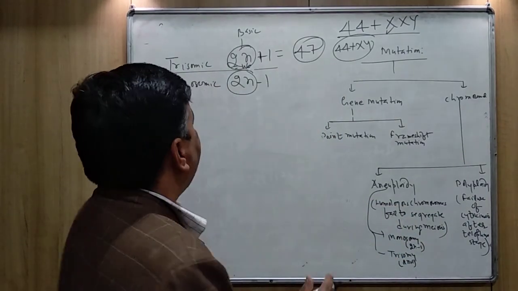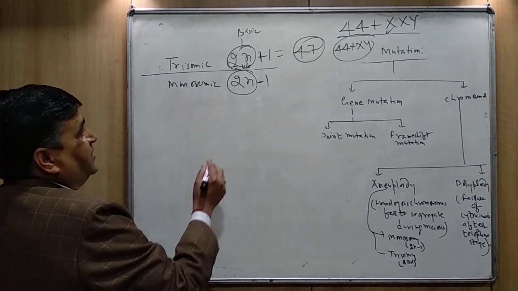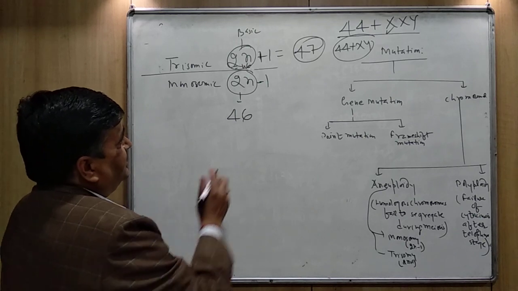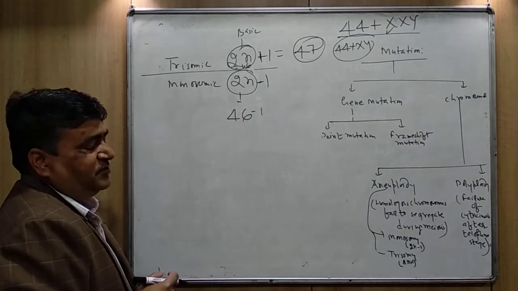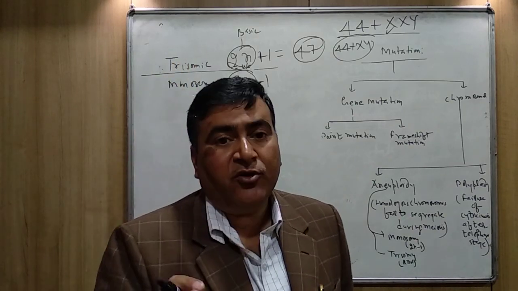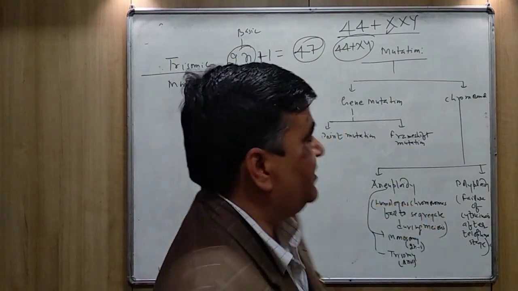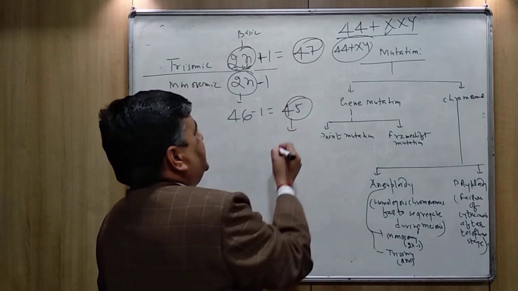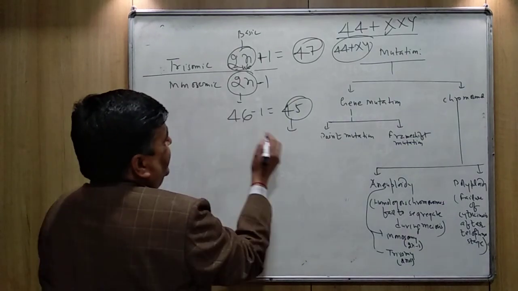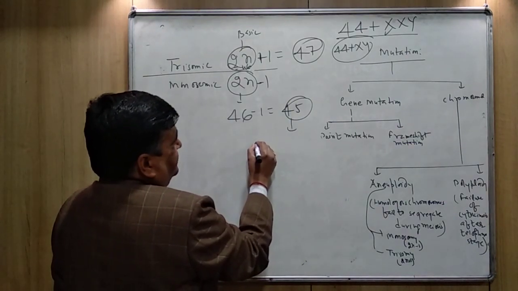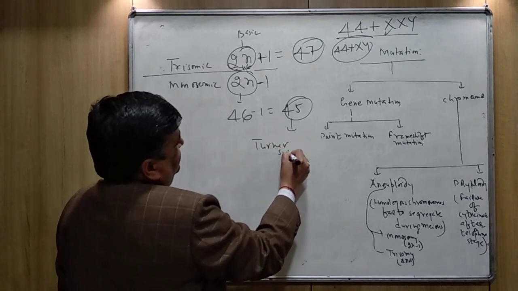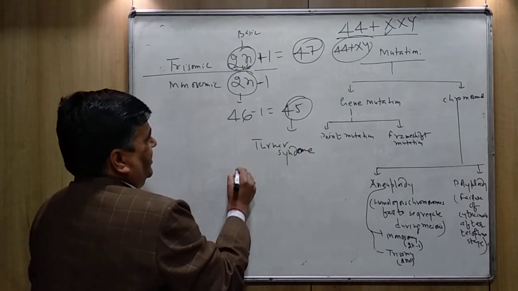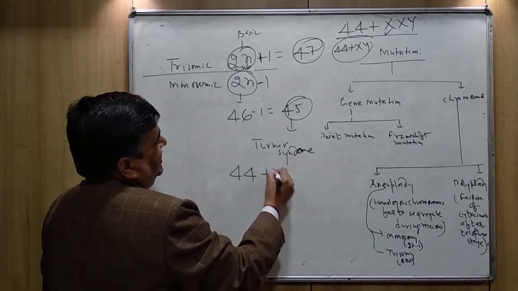Now monosomic, what is the formula of monosomic? 2n minus 1. The basic set number of the chromosomes is 46, 2n equal to 46. And suppose one chromosome is removed, then the total number of chromosomes will be 45. And the disease associated with the monosomic condition is Turner syndrome. I will teach you later on about the Turner syndrome. The formula of Turner syndrome is like this: 44 plus X0.